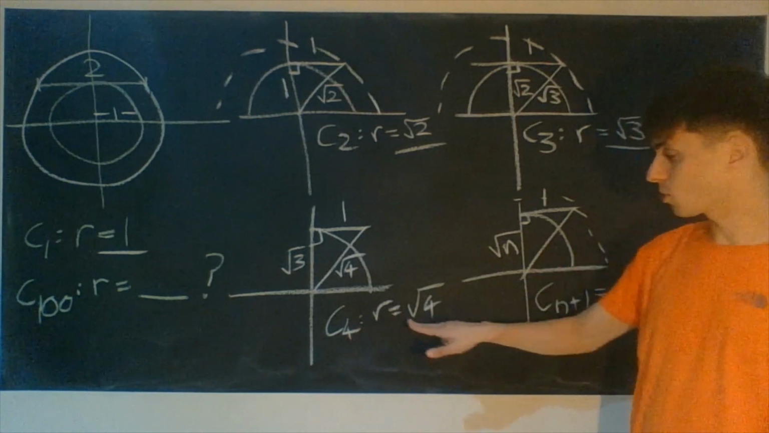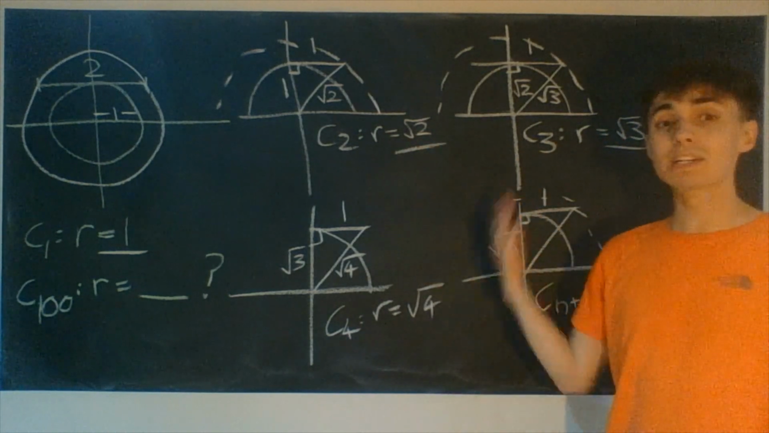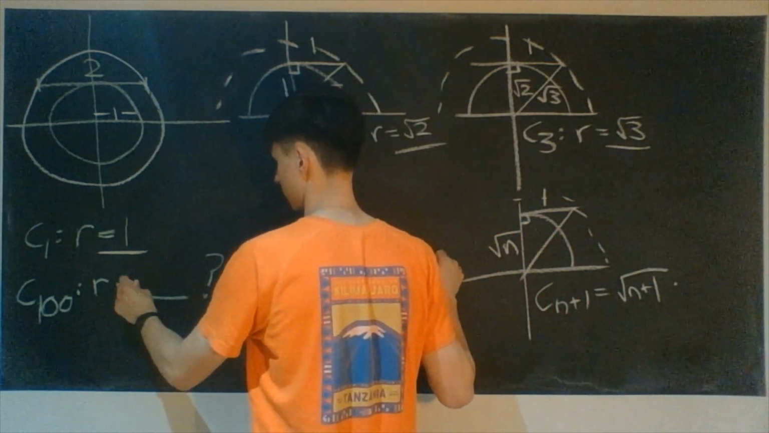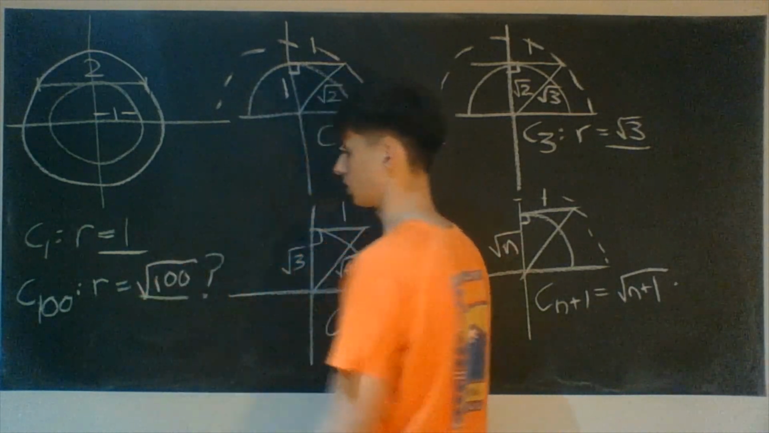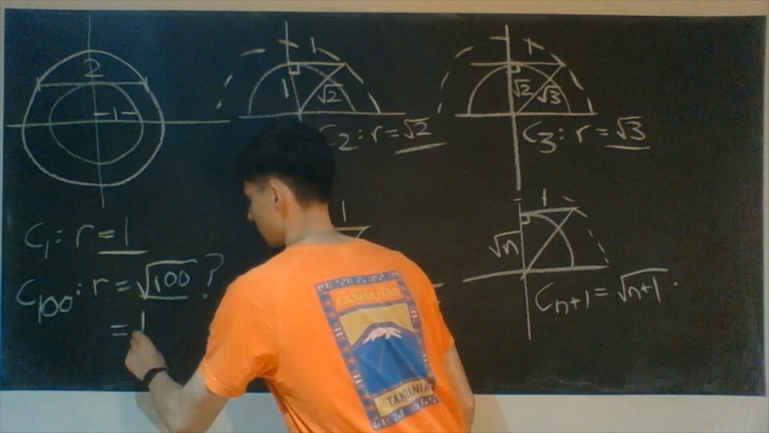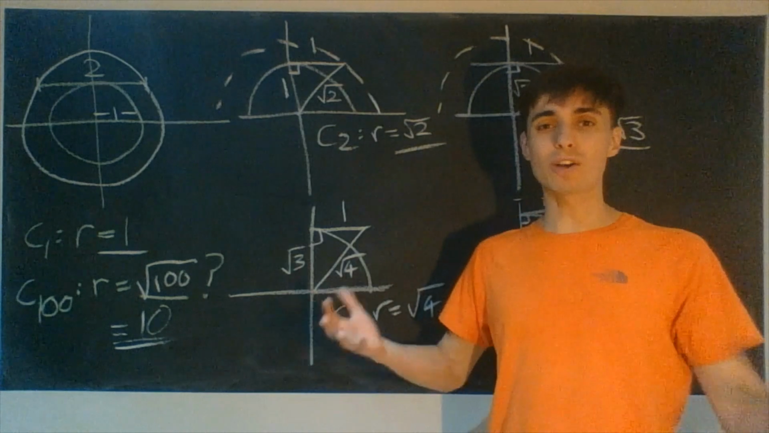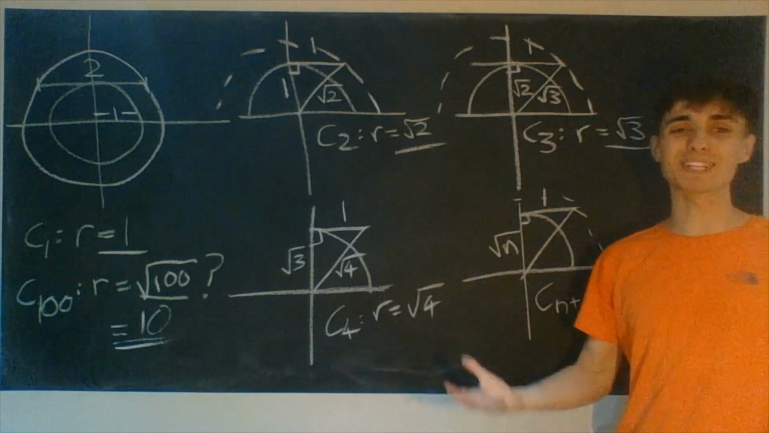Each time: C4, root 4, C3, root 3, C2, root 2. C100 has got to be the square root of 100, or we would prefer to just write that as 10 for our answer. So 10. A really nice problem then, where actually you just had to look at a few steps and you see this pattern.